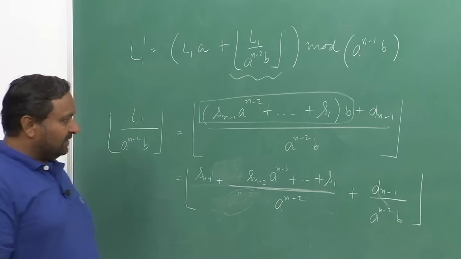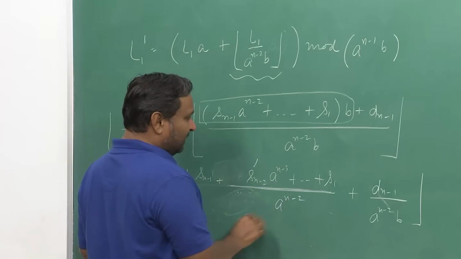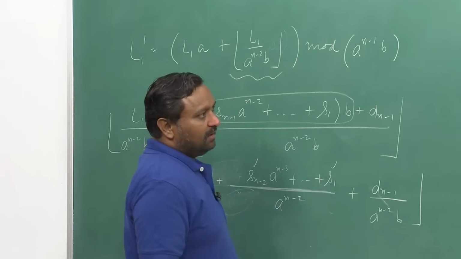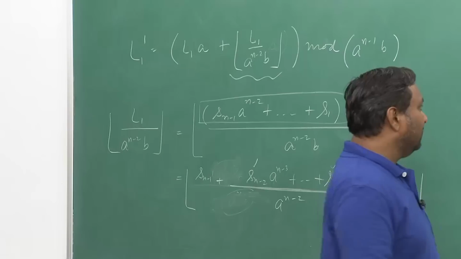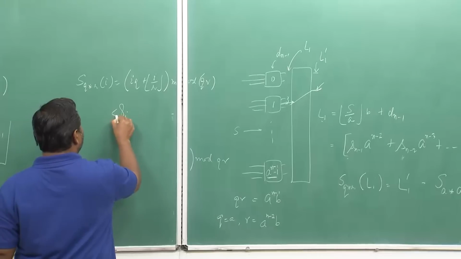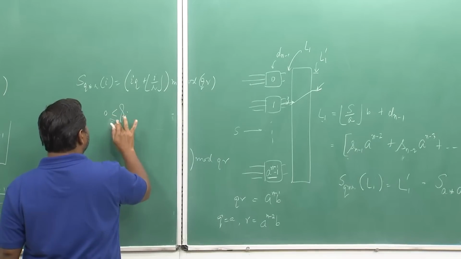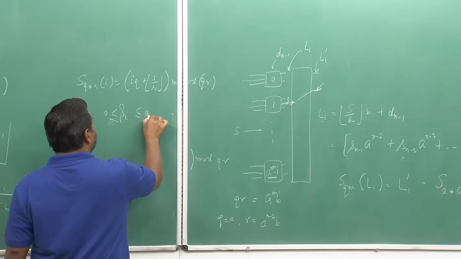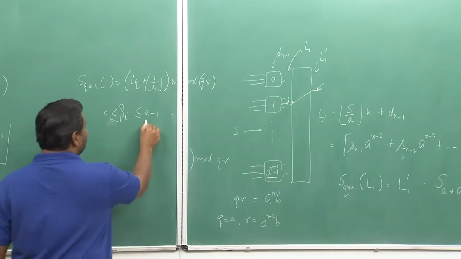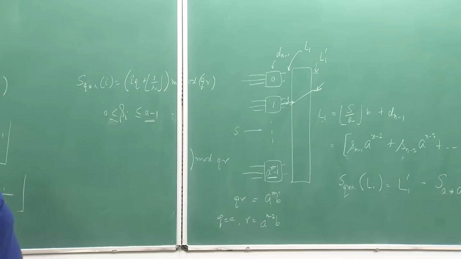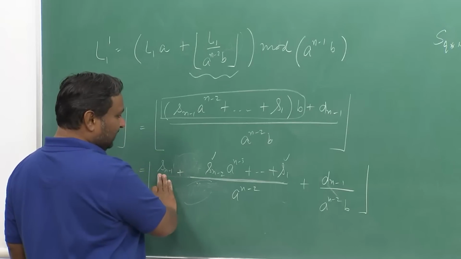Now, interestingly, what is the maximum value of these Sn minus 2 S1? If I look at the definition, Si can go from 0 to a minus 1. So, this is a maximum value which is feasible. So, let us put the maximum values here. So, let us look, this one is complete.